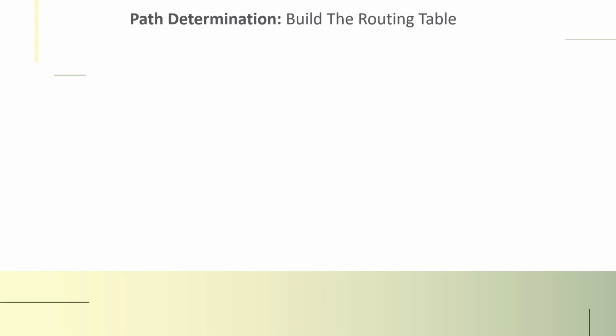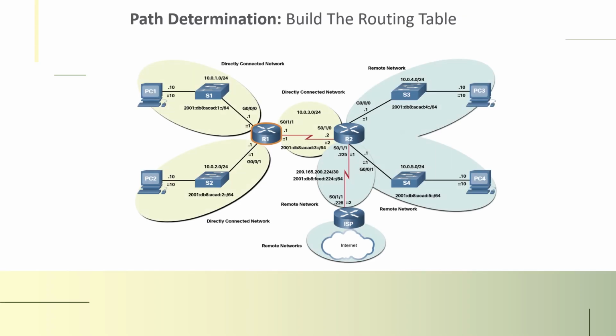So how does a router build its routing table? The routing table of a router consists of prefixes and prefix lengths. And the question is how a router learns about these networks. In this case, how does router 1 that we have in this figure populate its routing table? To populate its routing table, router 1 needs to identify directly connected networks, remote networks, and default routes.